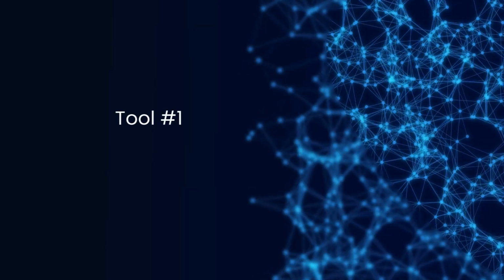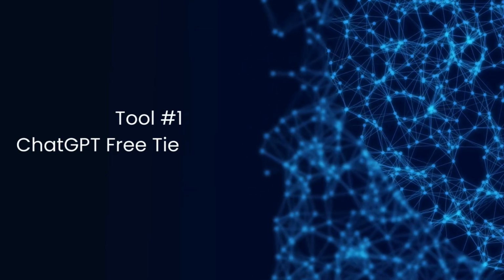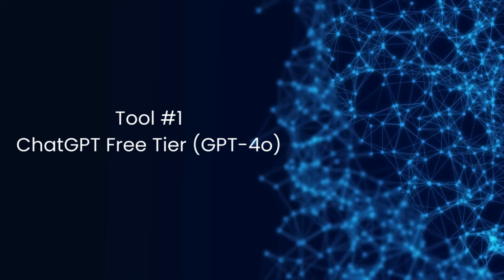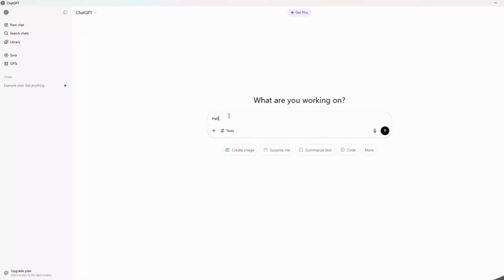So let's start with the AI that started it all, ChatGPT. It's like having a super smart assistant that helps you write emails, plan events, generate ideas, or even explain tough concepts in simple words. You just type a question or task and it responds in seconds.